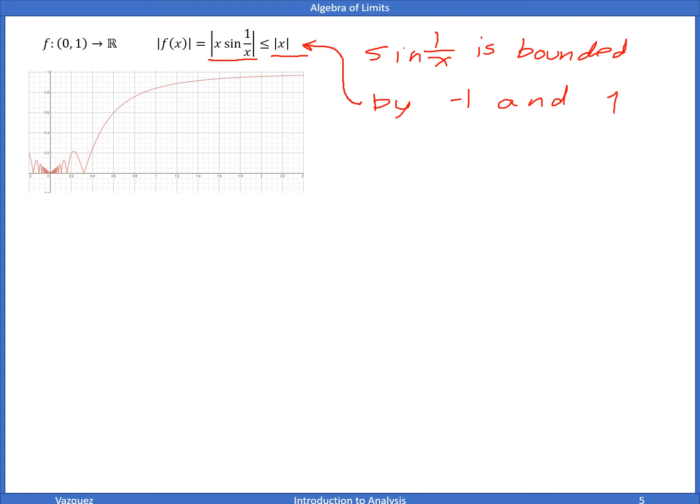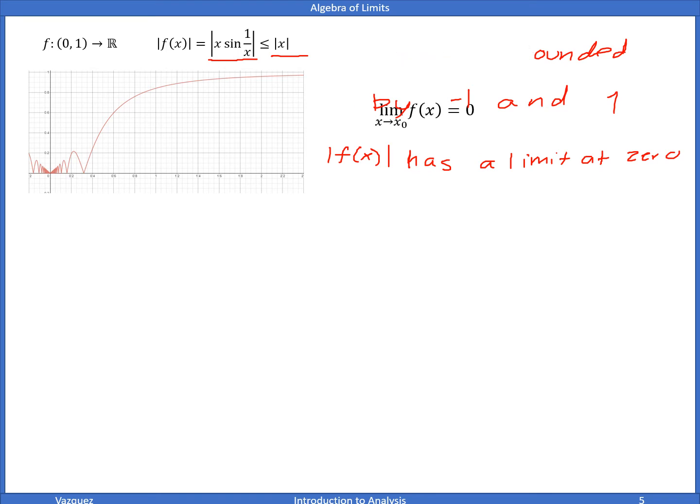Well, therefore, f has a limit at 0. And in fact, the limit is 0. Oh, you can't see it there. I'm going to erase here. The limit is 0.